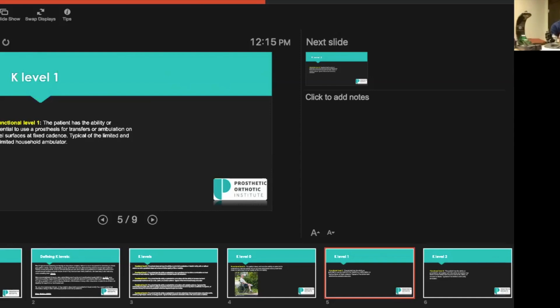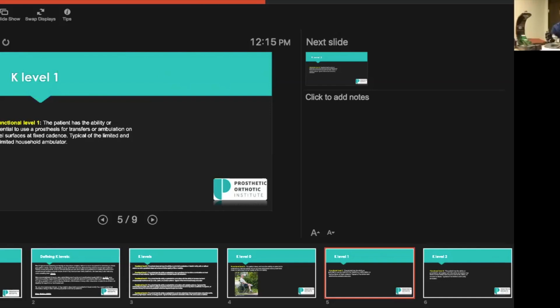So again, K1 would be someone who is a household ambulator, limited in that they don't go outside, certainly unlimited in the house. They don't go outside and go for walks. That's correct. You're not going to see this patient out at Central Park Zoo ambulating with their prosthesis. If they're outside, they're going to be in a wheelchair. Someone's going to be pushing them, or they're going to be pushing themselves.